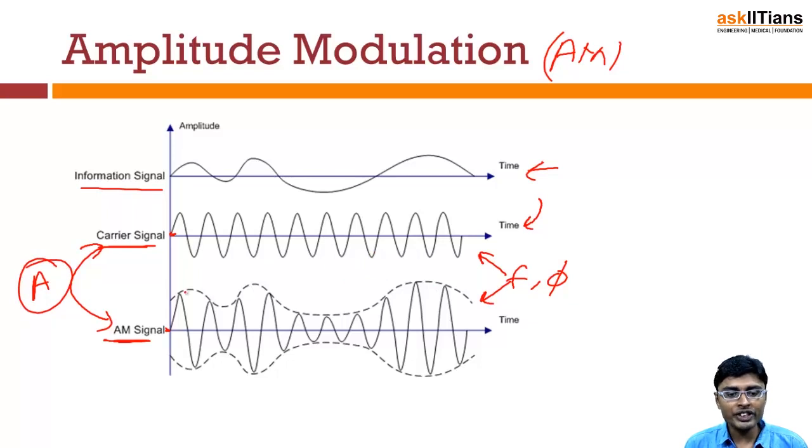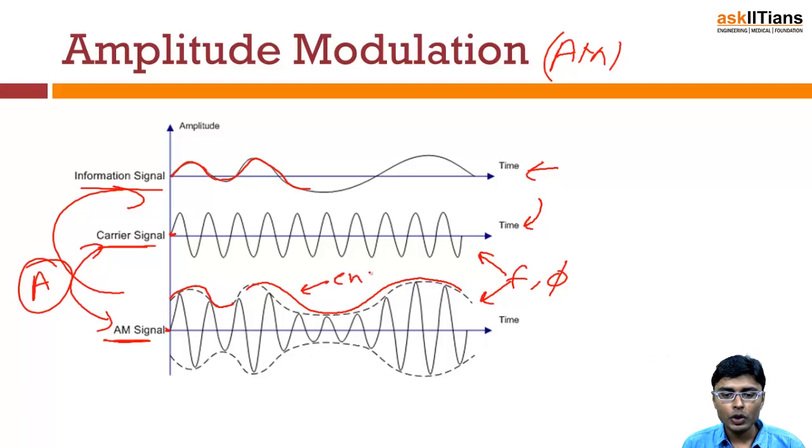Right? And the amplitude is changing in accordance with the information signal. You can see if the amplitude of the information signal increases, the amplitude also increases for this. If it decreases, it also decreases, right? So it will follow the same. So information is contained in the envelope. This is called an envelope. So our information is contained in the envelope of our resultant AM signal, right?